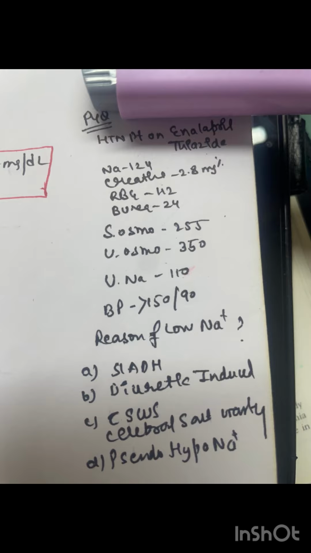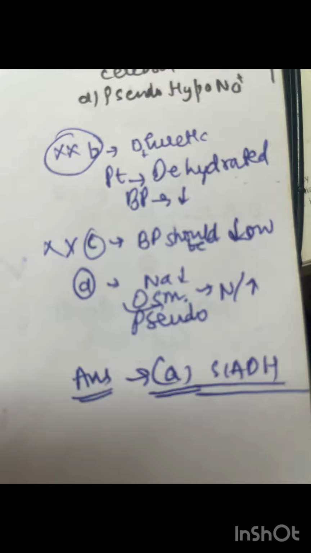So here BP is increased, 150. So why not diuretic? In the case of diuretic, the patient will be dehydrated and BP will be low, but that is not the scenario here. And in option C, that is cerebral salt wasting, in that scenario also BP should be low.